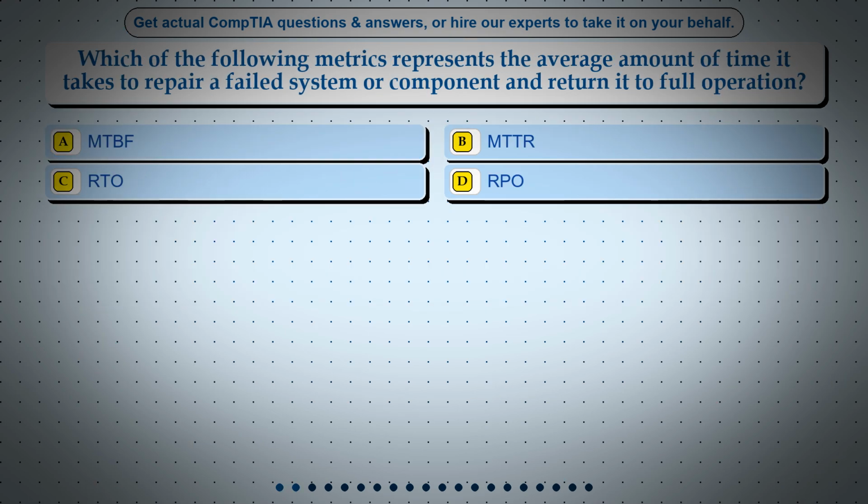Question 2. Which of the following metrics represents the average amount of time it takes to repair a failed system or component and return it to full operation? Option A, MTBF. Option B, MTTR. Option C, RTO. Option D, RPO.